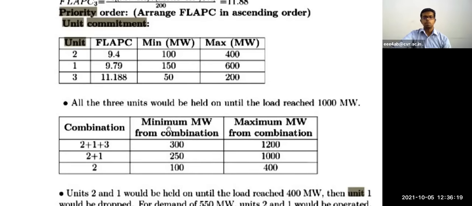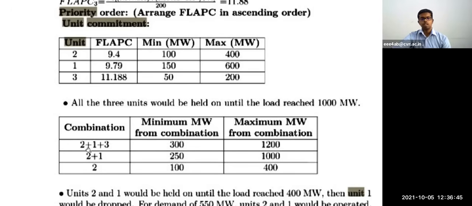So what is the minimum of the combination? That is 300 megawatt. You need to add these 3 generating units: 100 plus 150 is 250, plus 50 is 300. Next, similarly, 400 plus 600 plus 200, 1000 plus 200, 1200. This is the maximum, 1200 megawatt maximum from the combination. And 300 is the minimum megawatt from the combination.